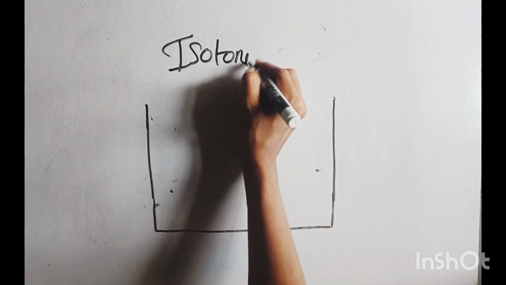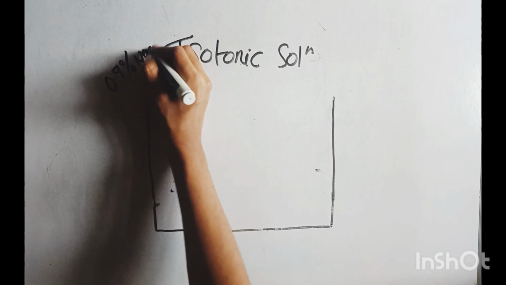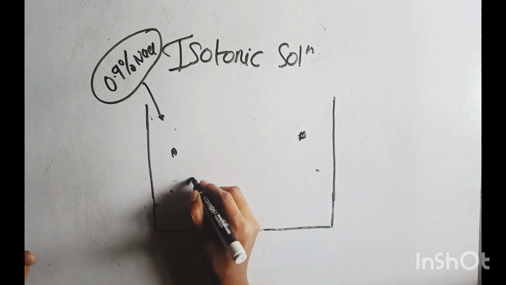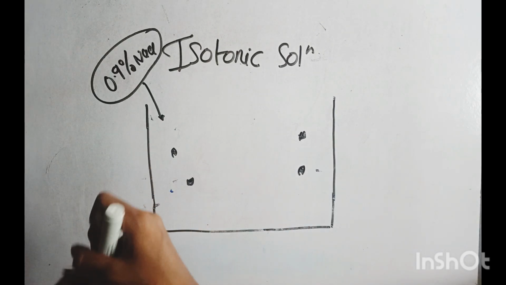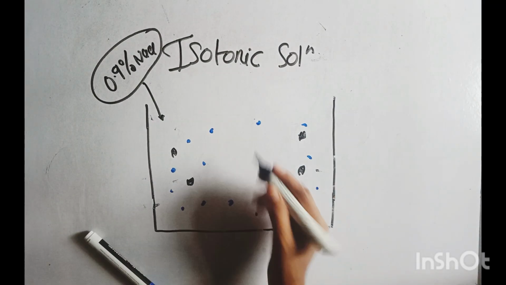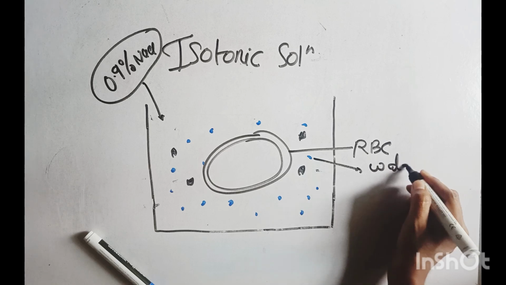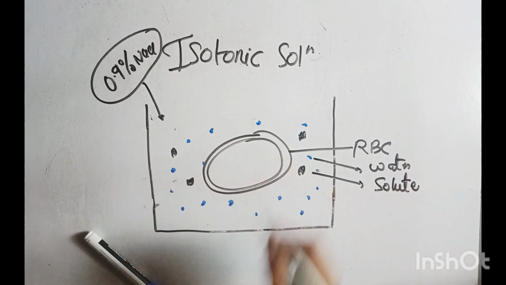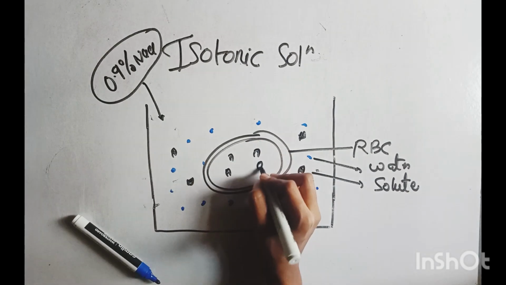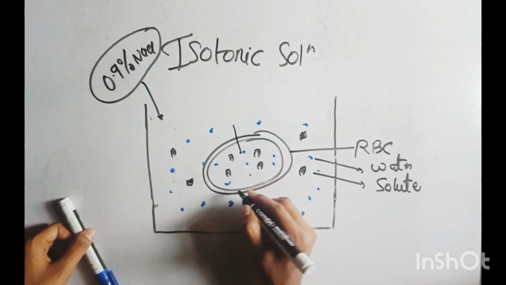Next is the isotonic solution. In the isotonic solution we add 0.9% NaCl, meaning 0.9 gram of NaCl in 100 ml of water. So this is the solute and this is the water, and in this solution we put a red blood cell. The concentration of solute in the cytosol and in the solution is the same.